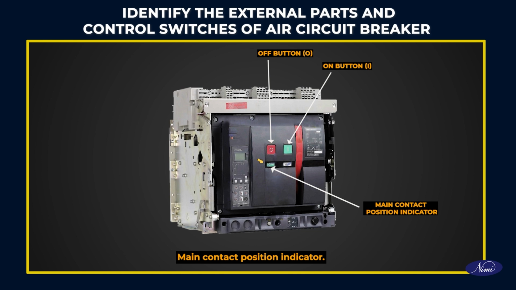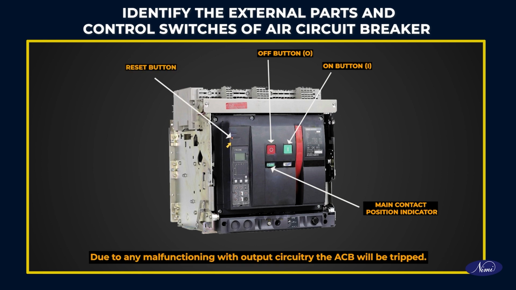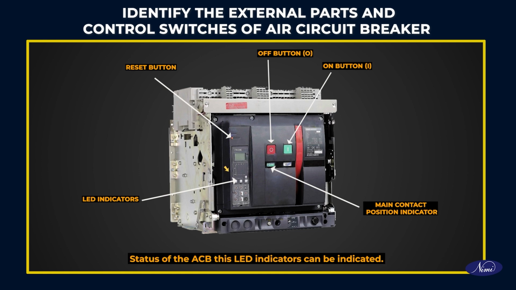Main contact position indicator: main contact engaged or disengaged indicator. Reset button: due to any malfunctioning in the output circuitry, the ACB will be tripped. After rectification of the fault, the ACB is reset by using this button. LED indicators: status of the ACB. These LED indicators can indicate it. Controller: it indicates and controls the functions.